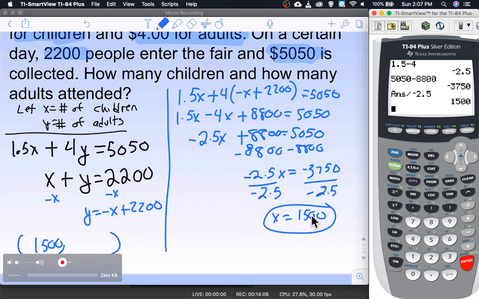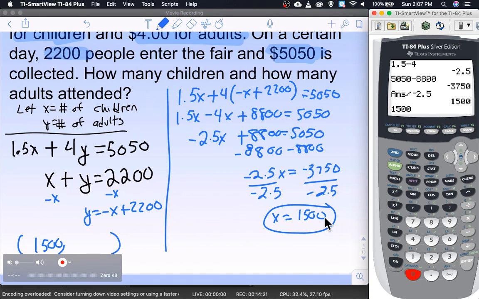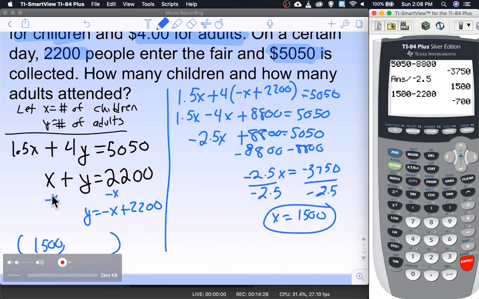Now that I know how many children attended, I can figure out how many adults attended, even using this simple equation, because children plus adults is total people. If there is 1,500 children, I can do a little simple math. I'm just going to subtract the 1,500 on both sides. I'm going to get 700. 1,500 plus 700 equals 2,200.